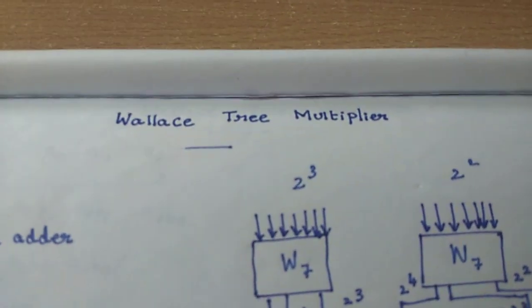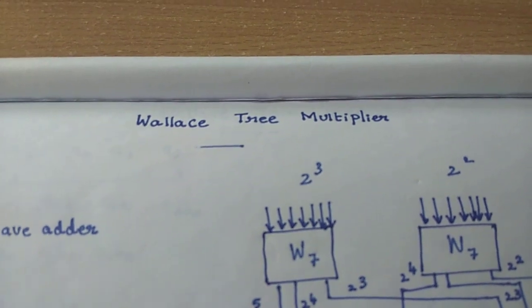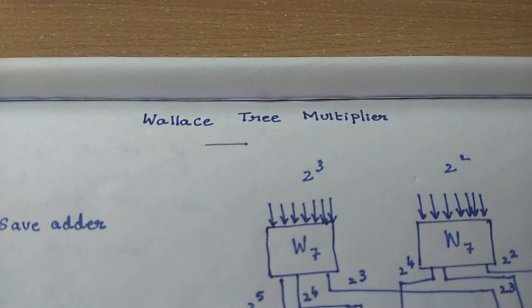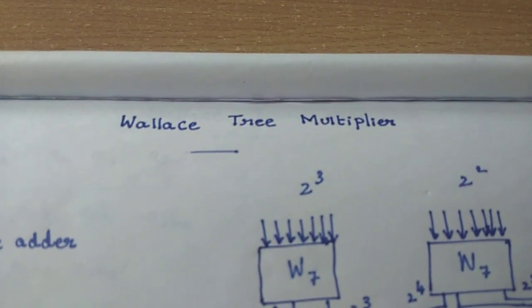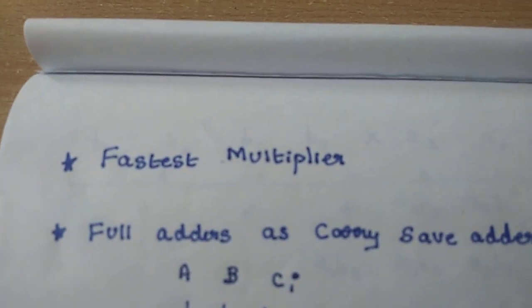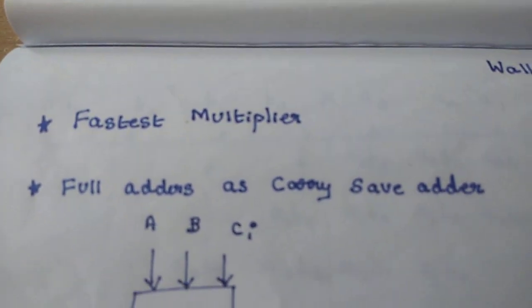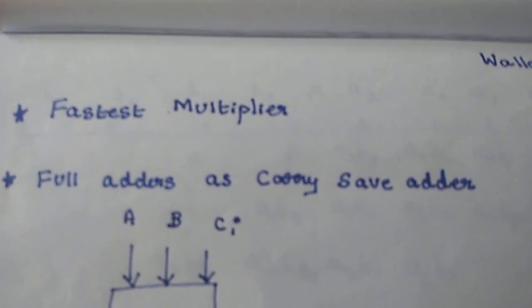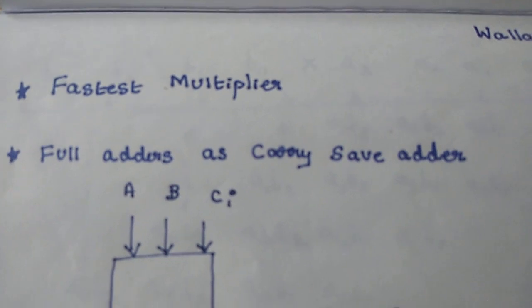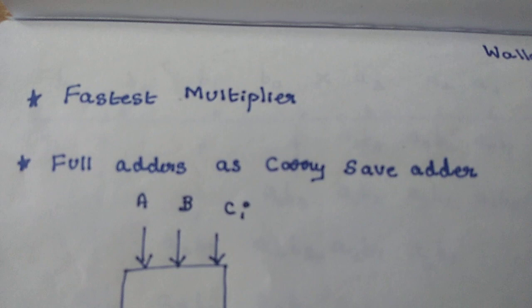In today's session, we are just going to discuss the basic concepts of the Wallace tree multiplier. What is a Wallace tree multiplier and how does it operate? That is what we are going to discuss. The Wallace tree multiplier is the fastest multiplier. Why is it called the fastest multiplier? Because it implements the full adders as carry save adders. We have already learnt about the carry save adder, which is capable of reducing the computational as well as the propagation delay time.